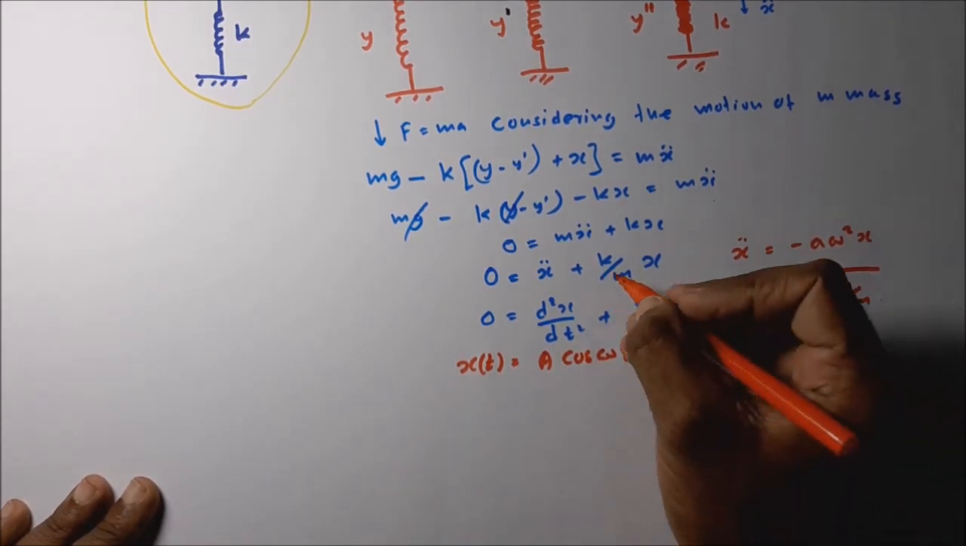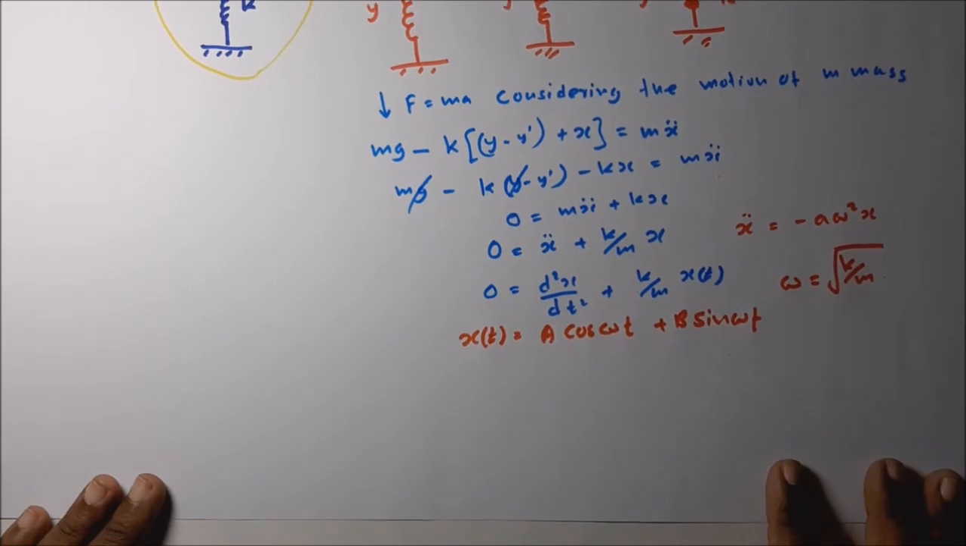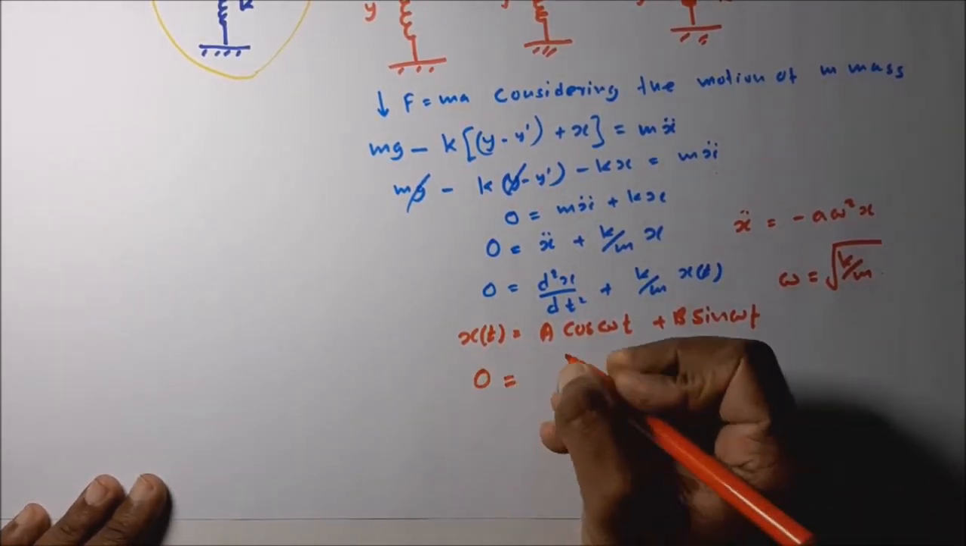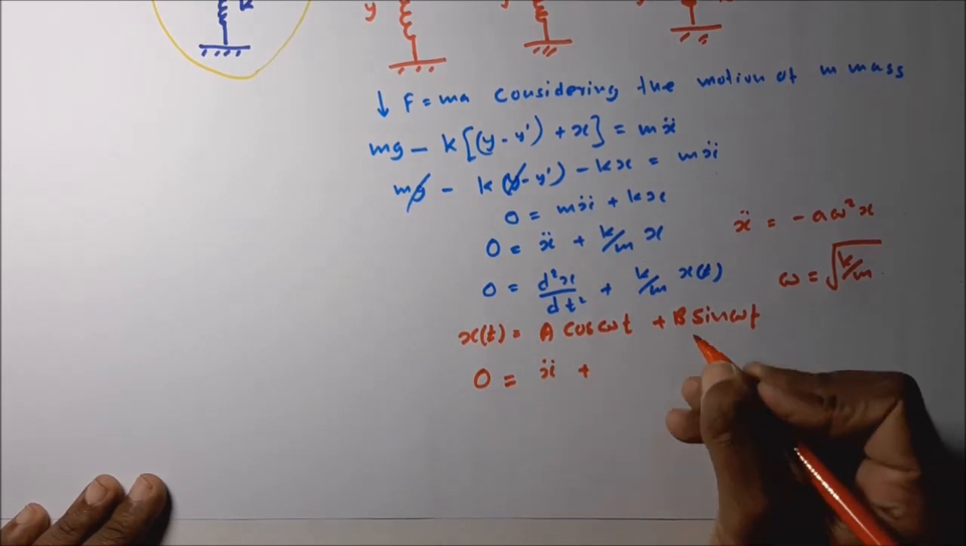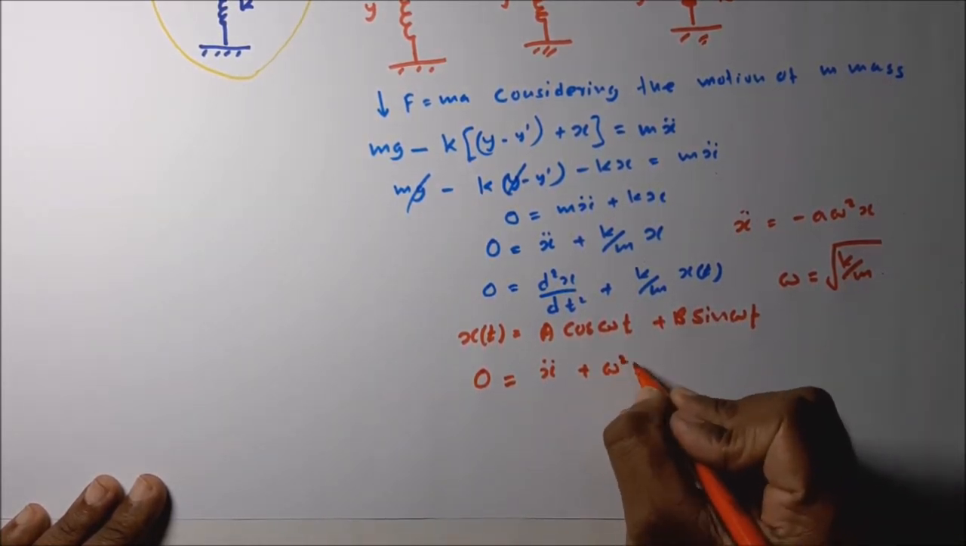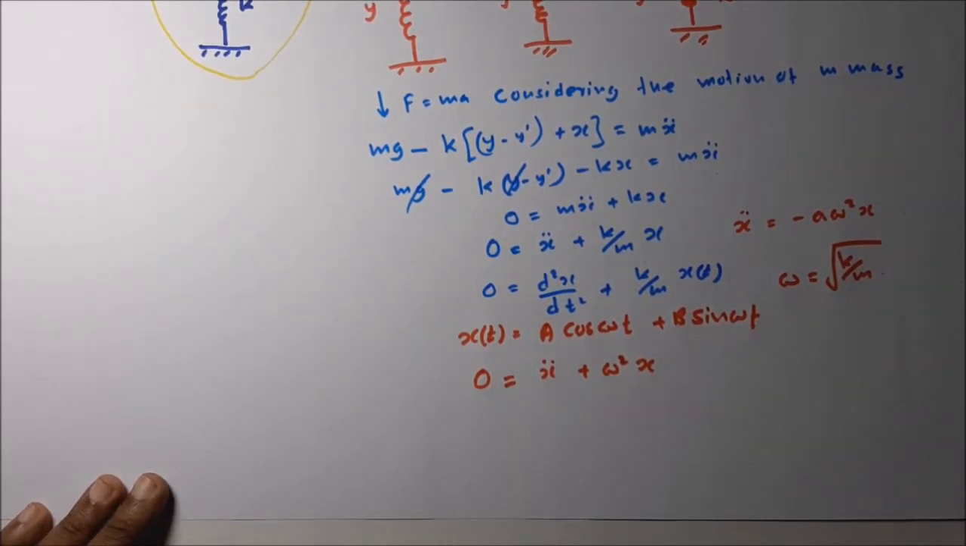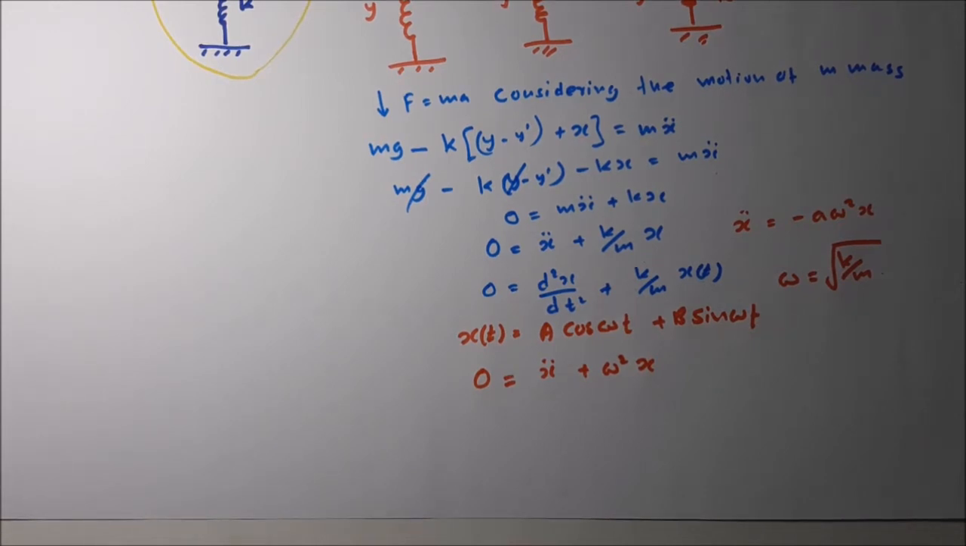You can see this equation is equivalent to x double dot plus omega square x equals zero, if you put k over m as omega square into x. What it means is that a free vibrating system produces the simple harmonic motion equation. What is our conclusion? The free vibrating system without damping produces simple harmonic motion vibration.